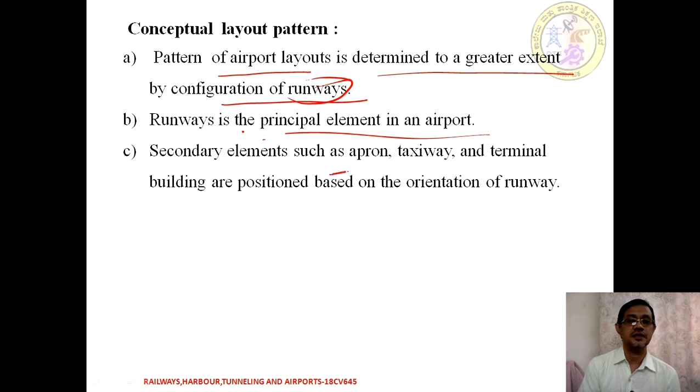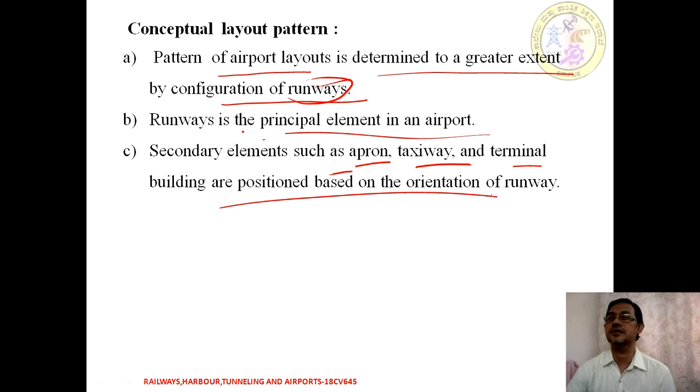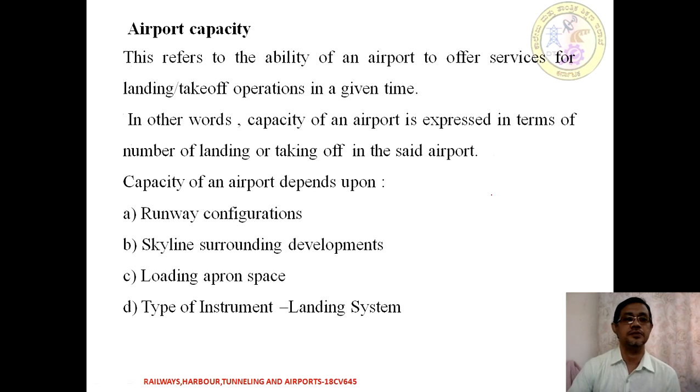Some other secondary elements like the apron, taxiway and terminal building are positioned based on the orientation of the runway. That's the concept we are going to develop for the layout of an airport. So the next factor is the airport capacity.